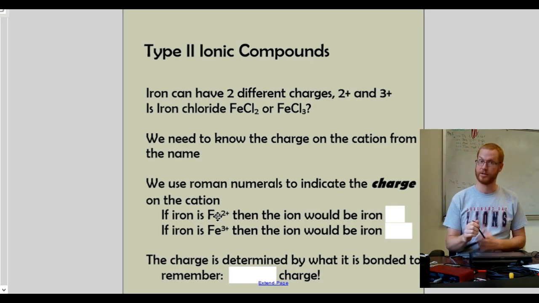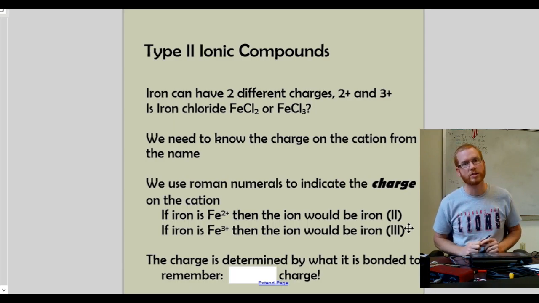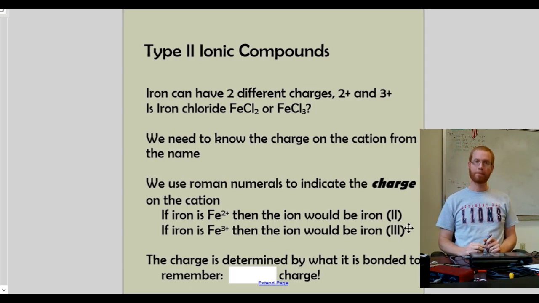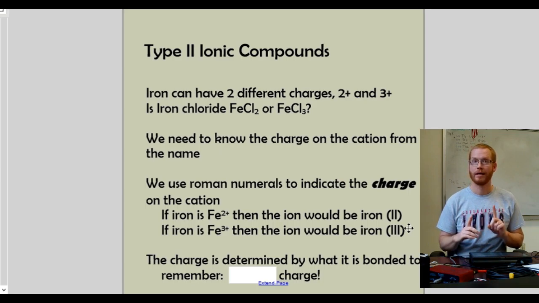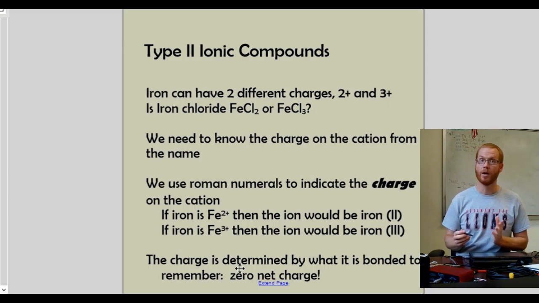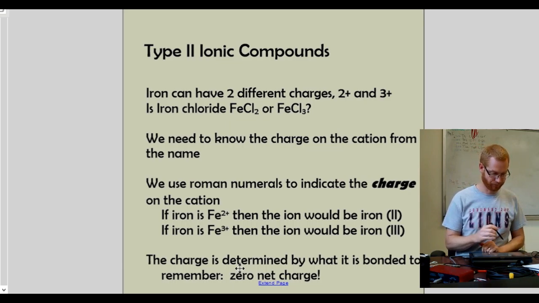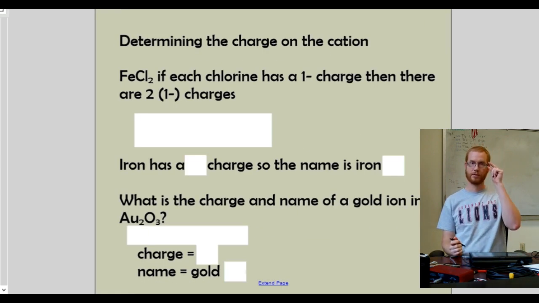So if iron is that Fe2 plus ion, then we call it an iron 2 ion. If iron is Fe3 plus, then we call it an iron 3 ion. Well, how do we know which ion we have? Remember, a compound is always neutral. In other words, a compound always has a 0 net charge. So what we have to do to figure out the charge on the cation is look at what it's bonded to.